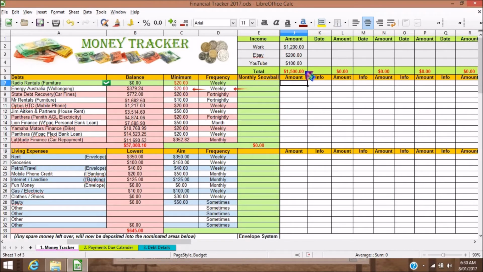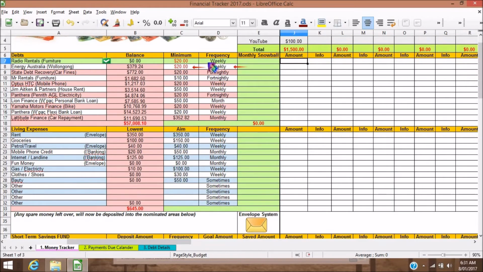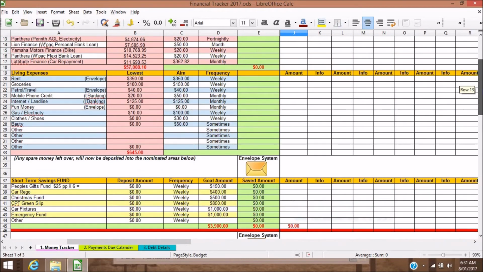So what I do now is I've got to spend that $1,500 and deposit that $1,500 into the next 3 categories. So the first category is debts, second category is living expenses, and the third category is short-term savings fund. So anything above the red line gets my whole pay packet.